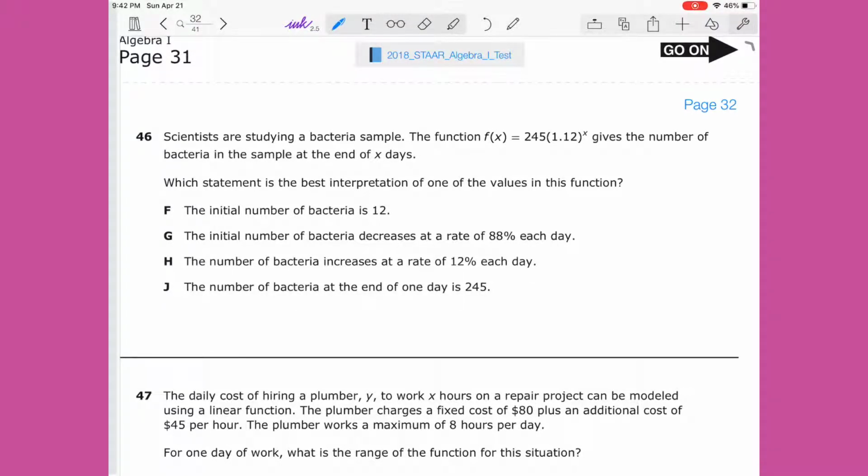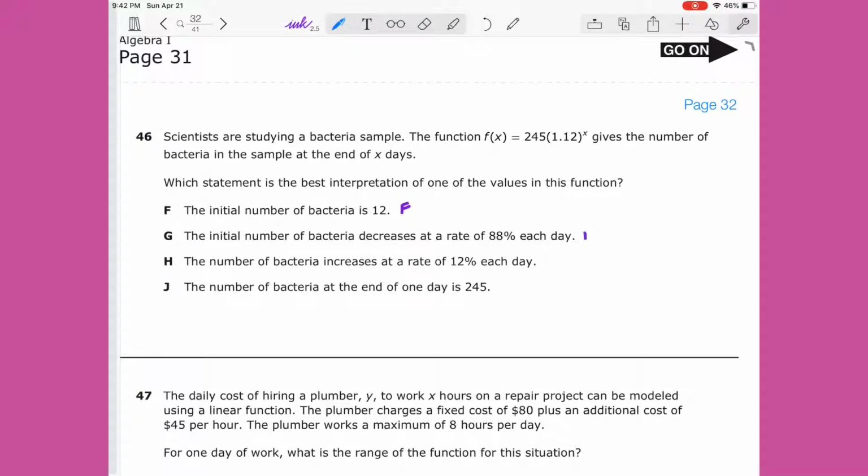All right, so number 46, it says scientists are studying a bacteria sample, and we're given the function, and it gives the number of bacteria in the sample at the end of x days. Which statement best represents the interpretation of the values in the function? So the initial bacteria is 12. No, that's false. Our initial bacteria is 245. G, the initial number of bacteria decreases at a rate of 88%.